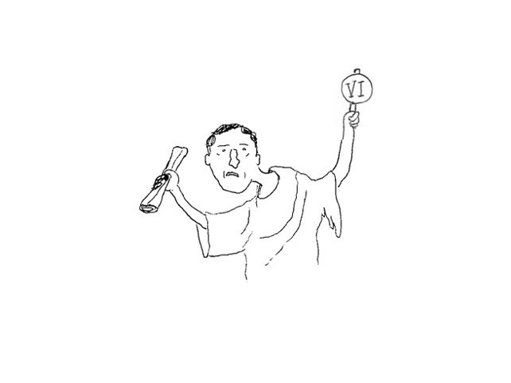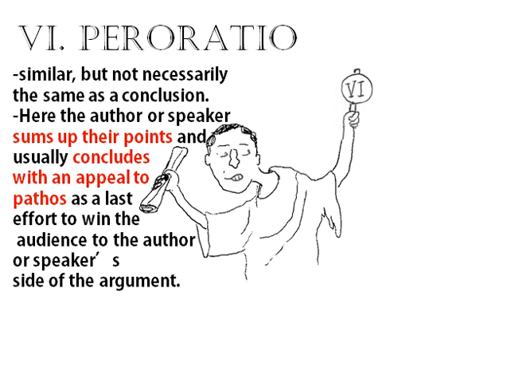That brings us to our 6th and final step, known as the Peroratio. This is similar to what we would call a conclusion, but I don't want to call it a conclusion because it's not exactly the same. It is a time where the author or speaker sums up their main points or sums up their argument, but beyond that, it usually concludes with an appeal to pathos or emotion. It's the speaker's last effort to win the audience and subtly appeal to that emotional side of them in an effort to persuade.